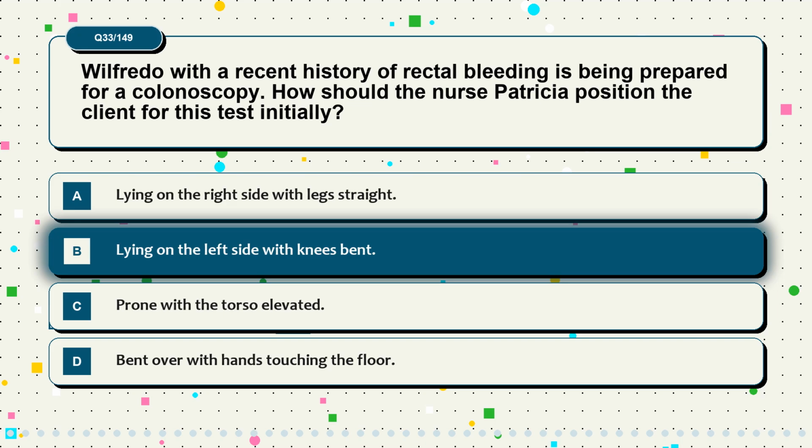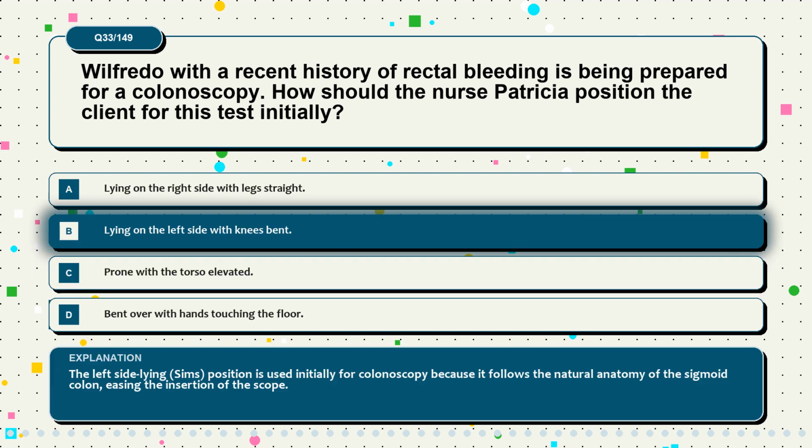The correct answer is option B. Lying on the left side with knees bent. The left side lying Sims position is used initially for colonoscopy because it follows the natural anatomy of the sigmoid colon, easing the insertion of the scope.